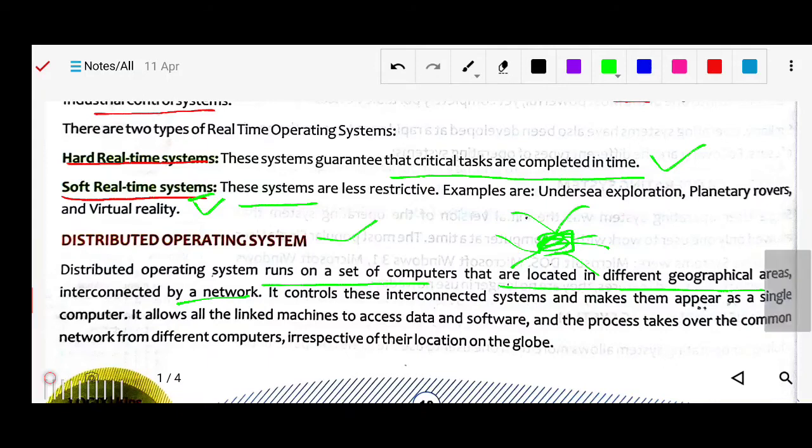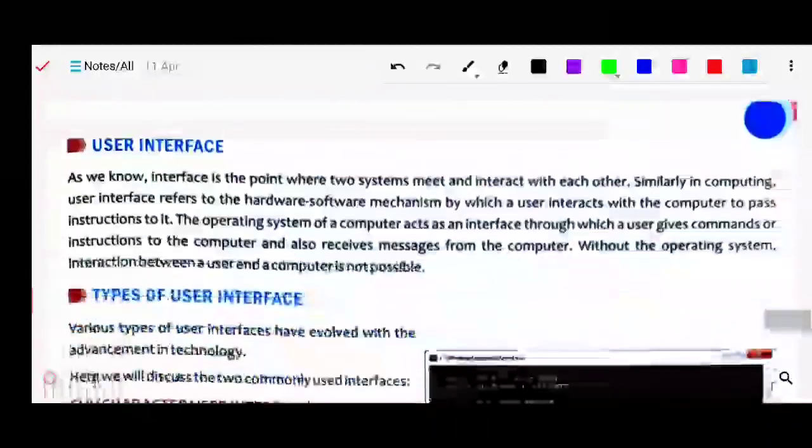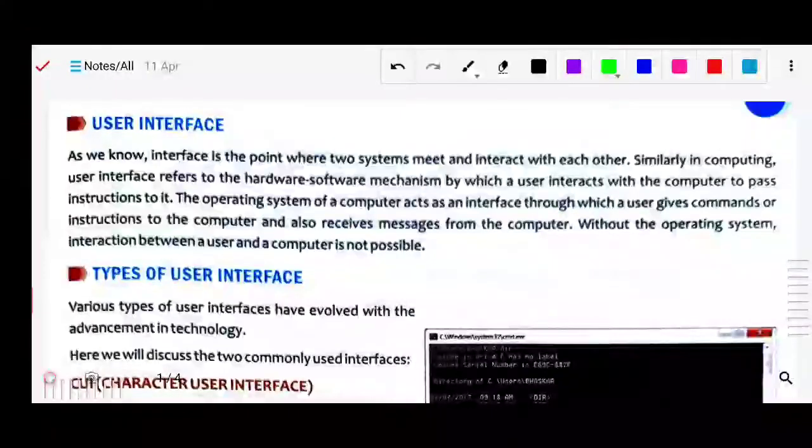Understood? Now next, types of interface. What is the use of the user interface? Interface means it facilitates the user to interact with the computer. If you are using the computer, it should be graphical and attractive so that you can use it easily, meaning it should be user friendly.